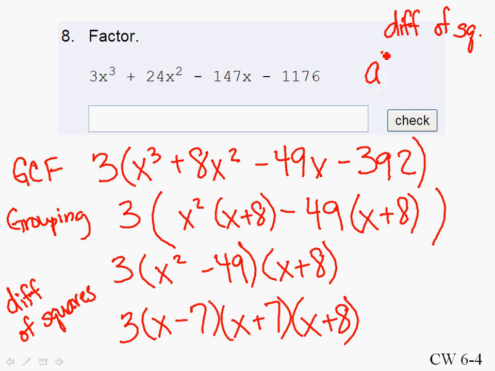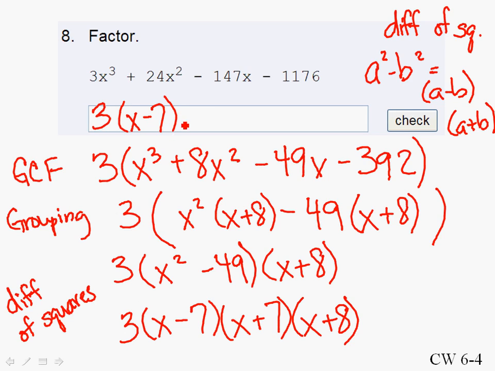Okay, just a reminder, the difference of squares is when you have a squared minus b squared. Your factors are a minus b and a plus b. Okay, so our final answer for this one is 3 times x minus 7, x plus 7, and x plus 8.